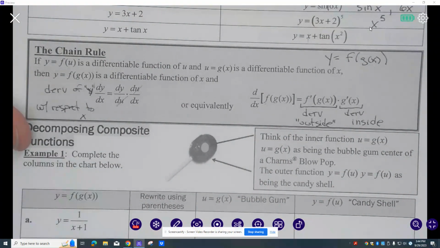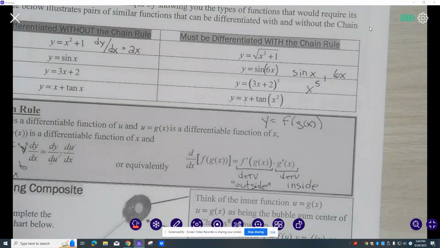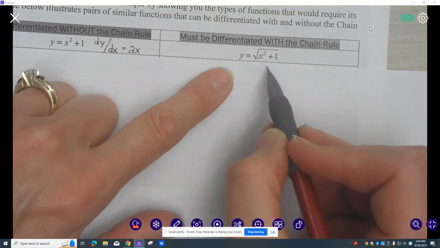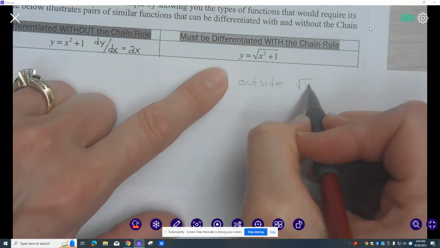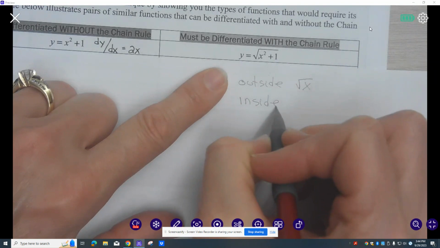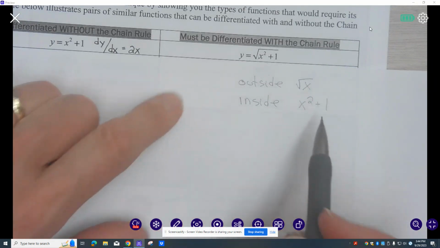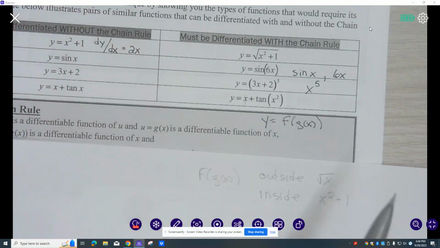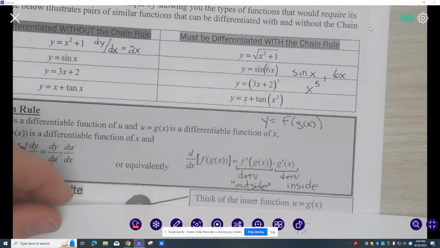I'm going to show you really quick up here, and then we're going to do a lot more of these. If I look at this composition, this example that they gave me, the function on the outside is the square root of x. The function on the inside is x squared plus 1. So this is like my f of x, this is like my g of x. F is on the outside, g of x is on the inside. So this says, take the derivative of f of x, but leave g of x inside there.